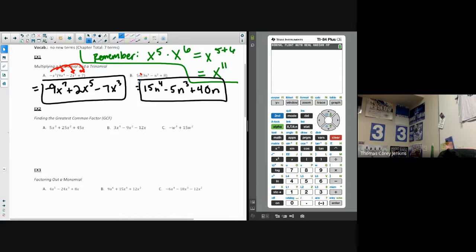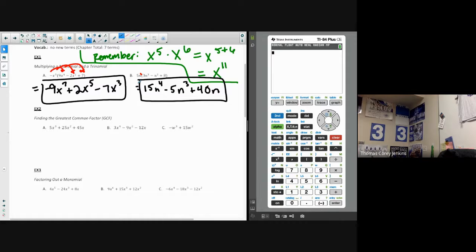All right, so that was how to multiply a monomial times a trinomial. Really, you could do a binomial or 4 terms or however many terms. Okay. Next, we're looking at just how do you find the GCF, right? So greatest common factor would be the GCF.